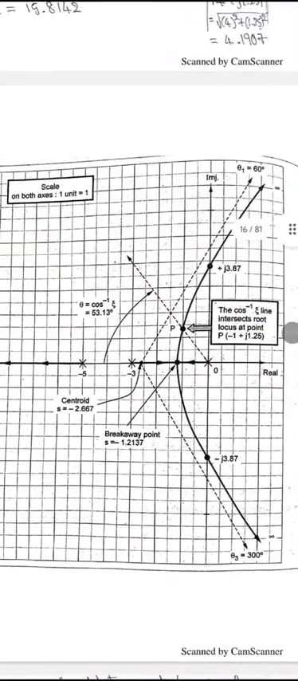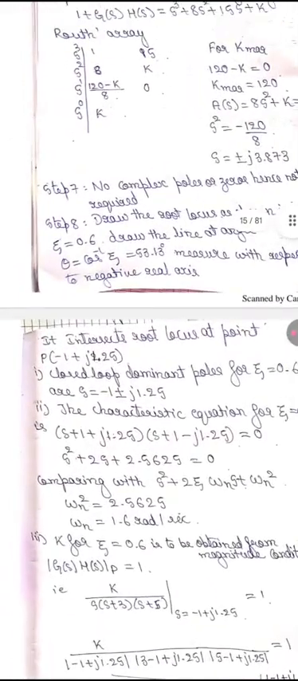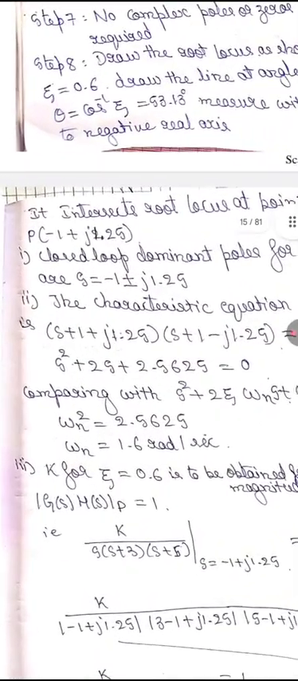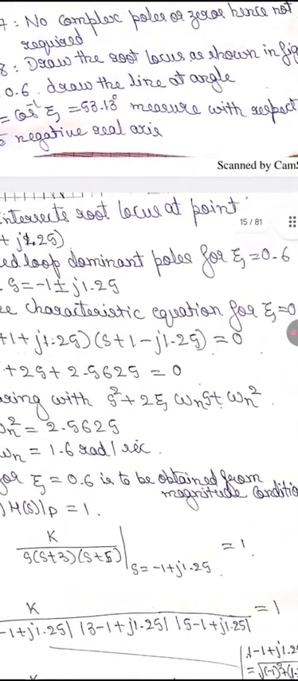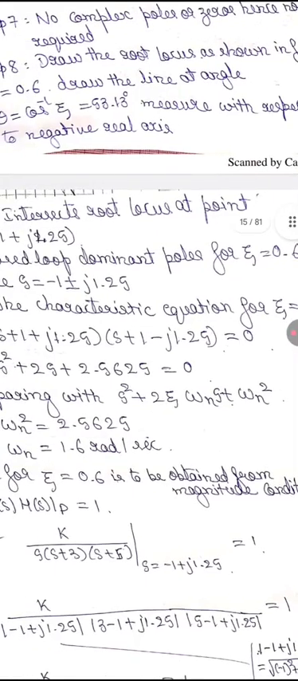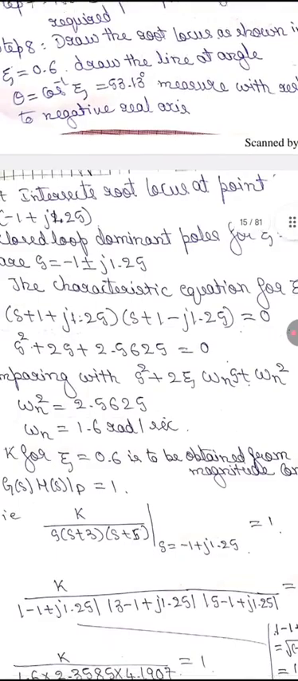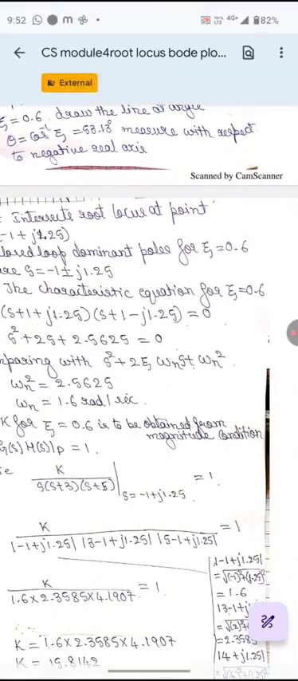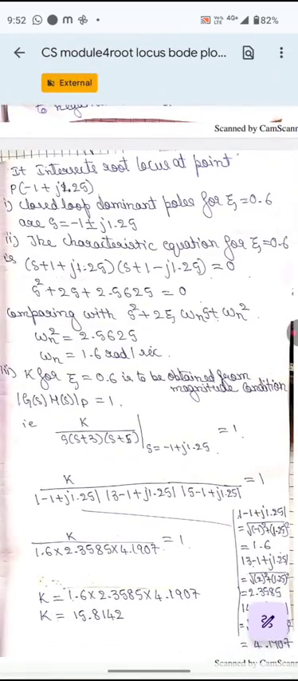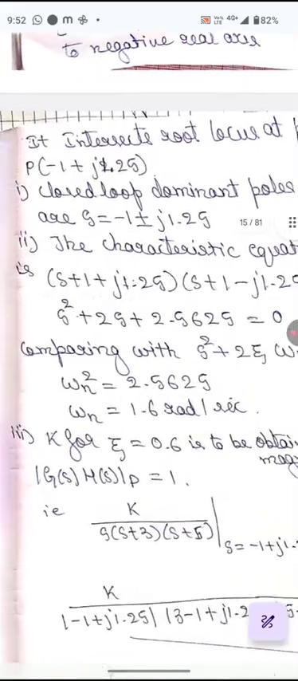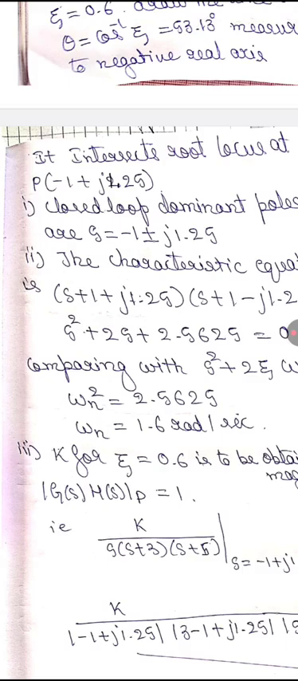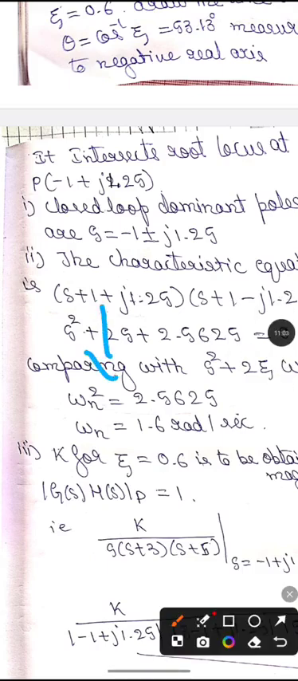After finding that, the line intersects the root locus at point p, so we know the value of p now. The closed loop dominant poles for zeta 0.6 are s equal to minus 1 plus j 1.25. So the characteristic equation for zeta equal to 0.6 is s plus 1 plus j 1.25, s plus 1 minus j 1.25. Usually for poles, if it is s equal to minus 2, we write s plus 2. So in the case of minus 1, if you do the same thing, s is equal to minus 1 minus j 1.25.